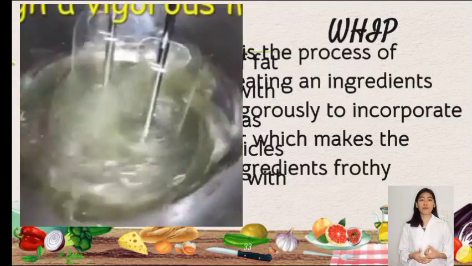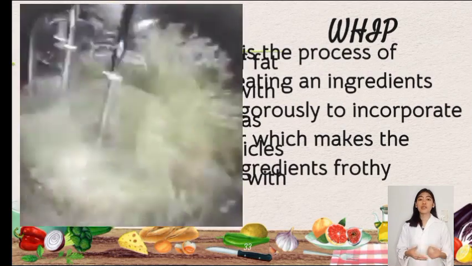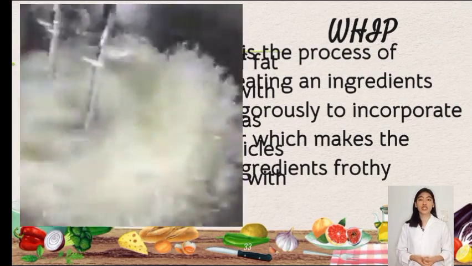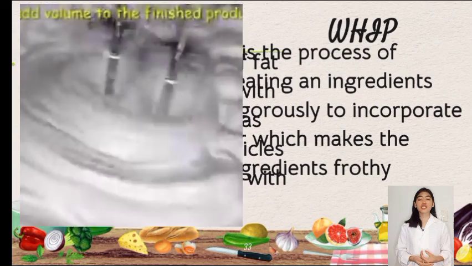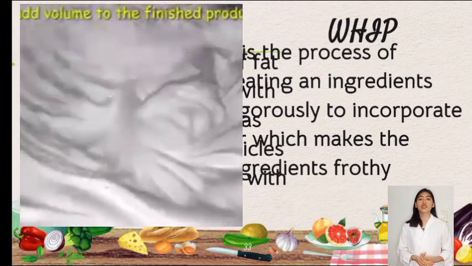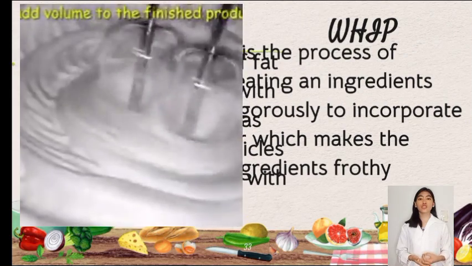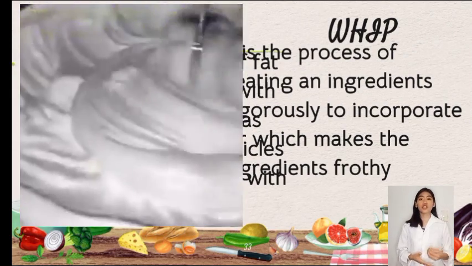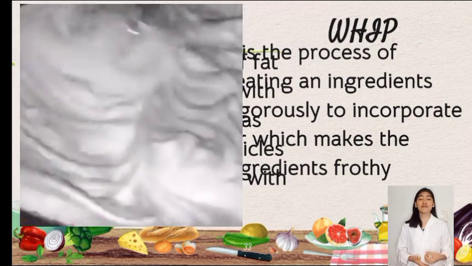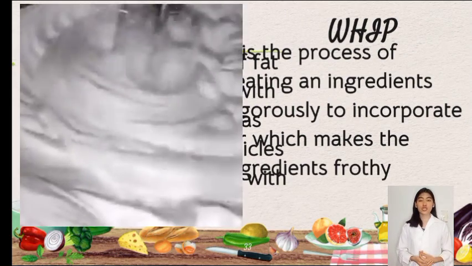Next we have whip. It is the process of beating an ingredient vigorously to incorporate air, which makes the ingredients frothy. So in the kitchen, you whip an ingredient to add or incorporate air into it to provide the body or the texture. So basically we use a hand mixer or a large version of a whisk.